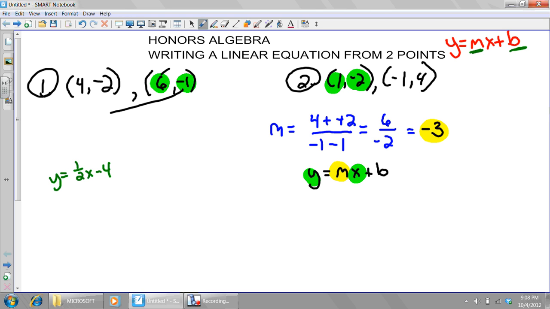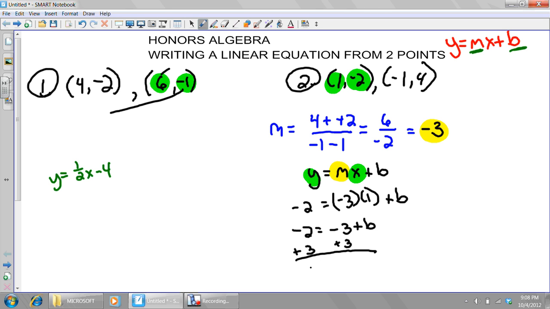All right, so I'm going to rewrite this equation, filling in -2 for y, -3 for m, 1 for x, and I'm going to solve it for b. So I get -2 equals -3 plus b. I'll add 3 to each side. And it looks like I'm going to get -1 equals b. In other words, the y-intercept of this line is 0, -1.